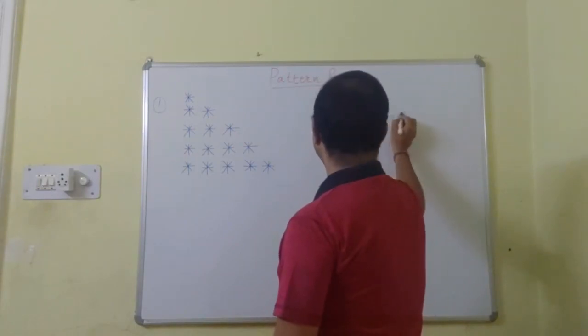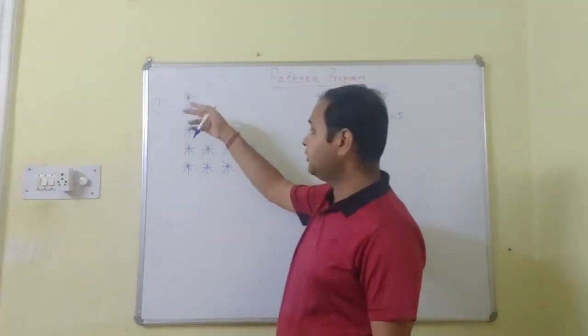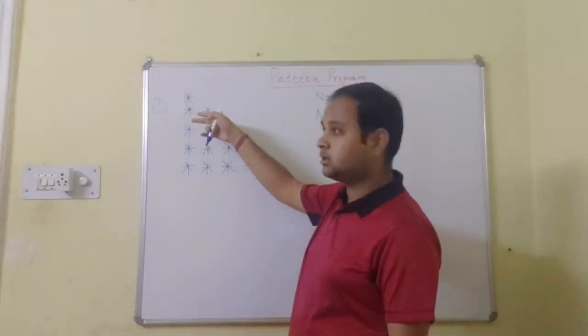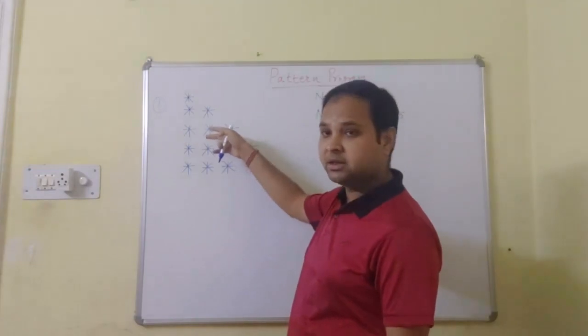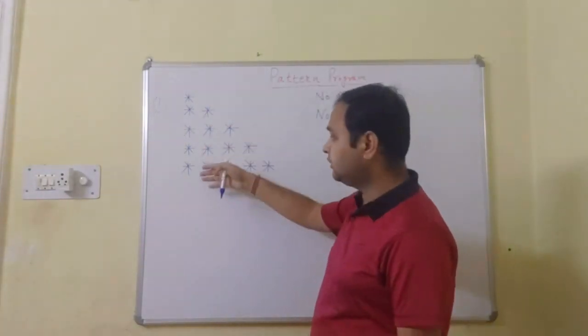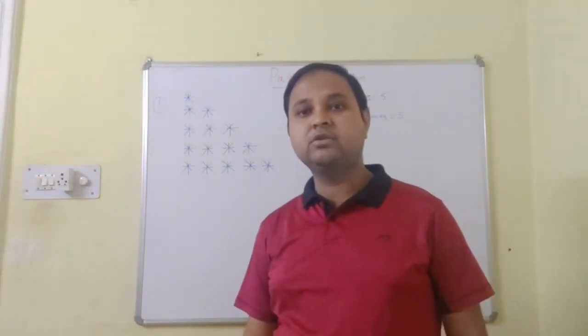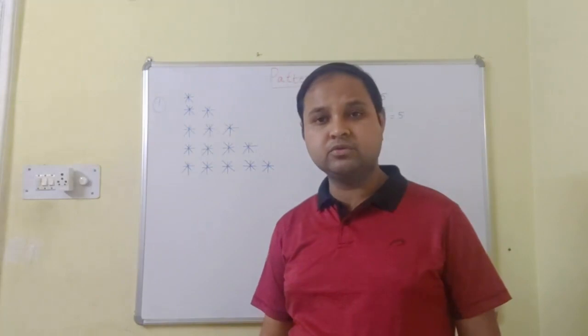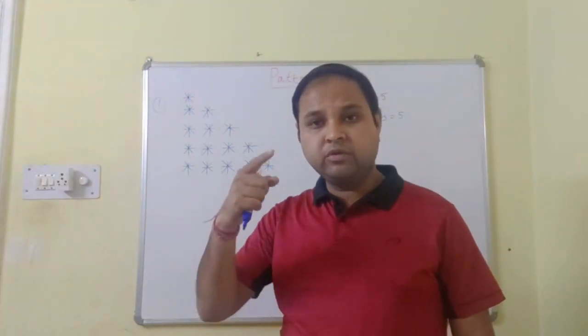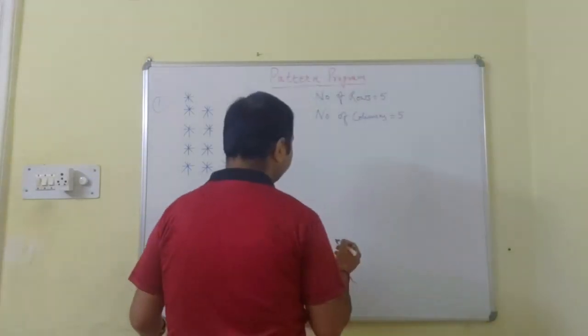is also 5. It means that in the first row we are printing 1 star, when we move to the second row we are printing 2 stars, in the third row we are printing 3 stars. Like that, in the fourth row we are printing 4 stars, and in the fifth row we are printing 5 stars. So the first loop which I will make will be used to move through the rows. So the program will go like this.